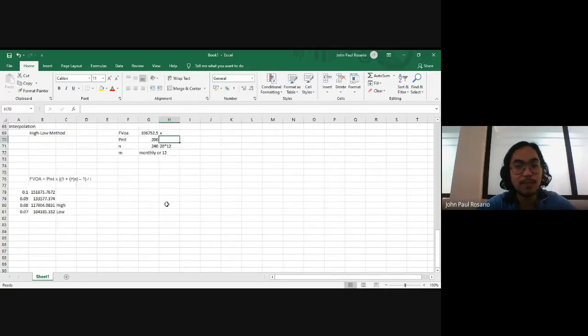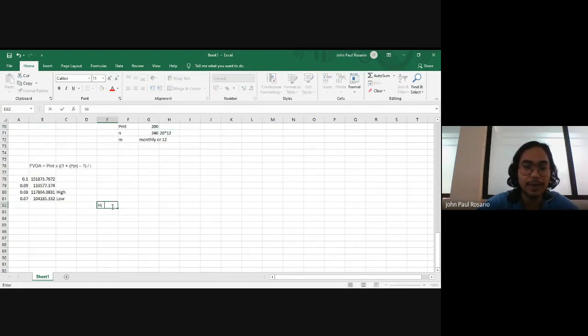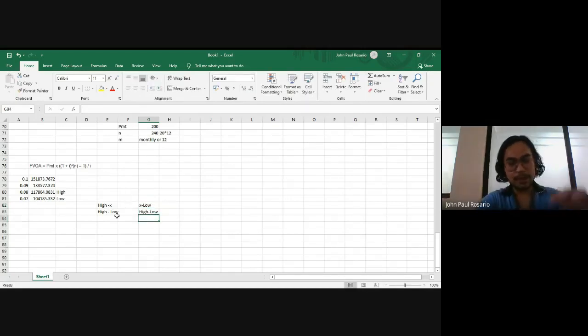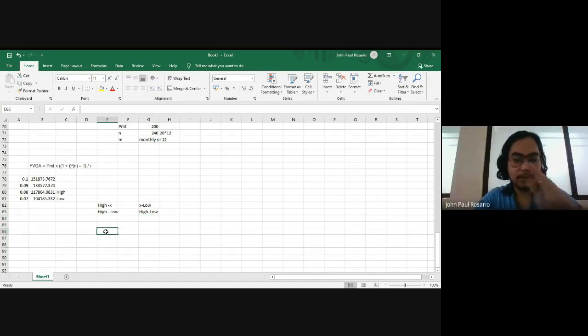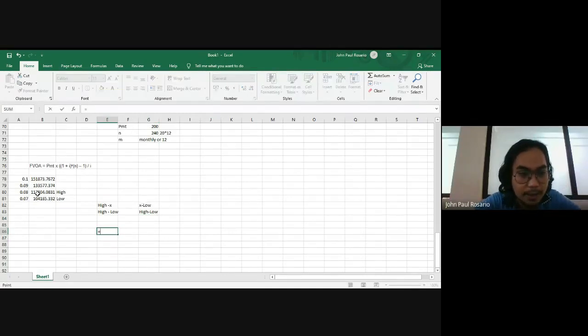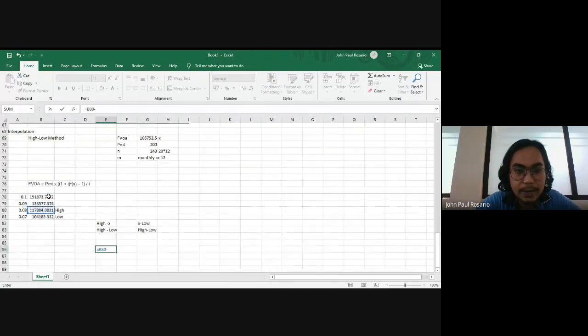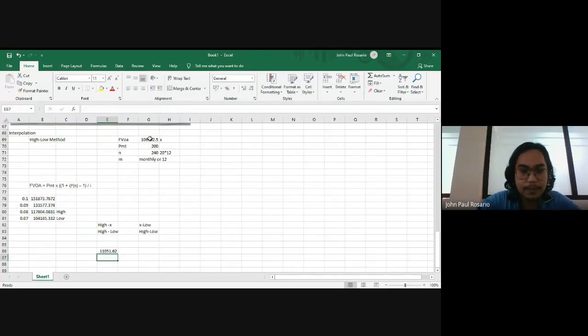Now, for HighLow method, there are two possible ways. It's either, if you can remember it, high minus X over high minus low. Or we can do it this way, X minus low over high minus low. Now, always remember nga, with whatever way yung gamito, nasa numerator si X. Okay? Yes, sir. So, okay. Now, so let's do this. So this is high man daw. So this is this one minus this one. Tapos over this one.